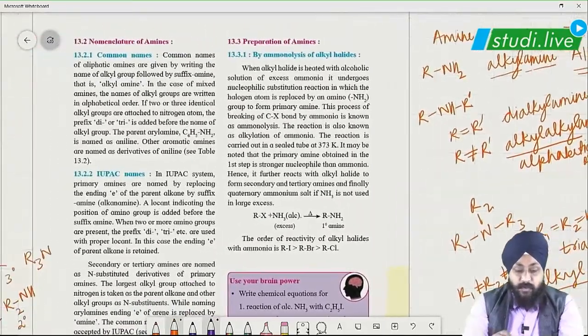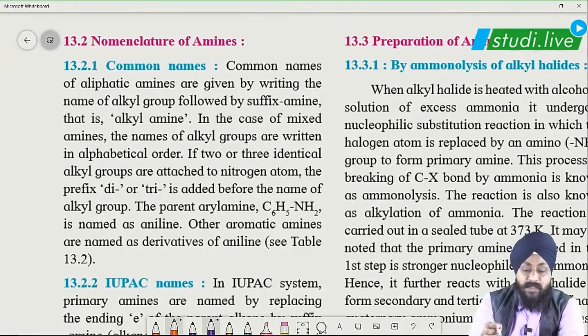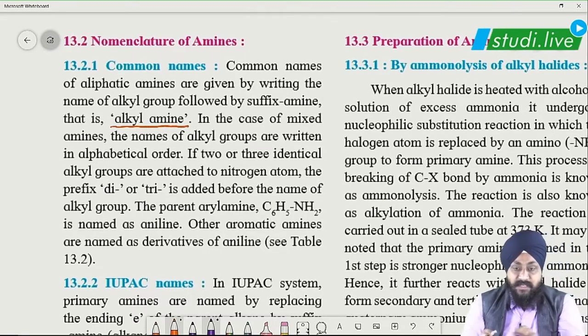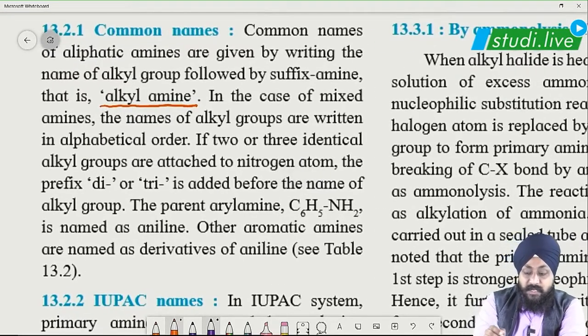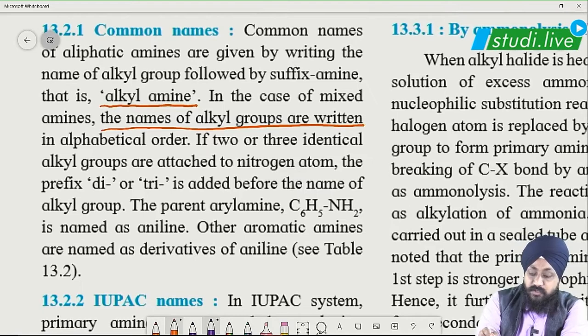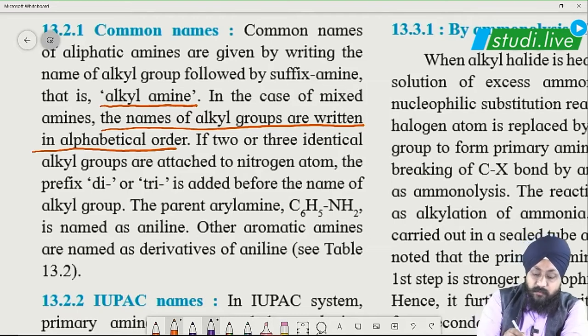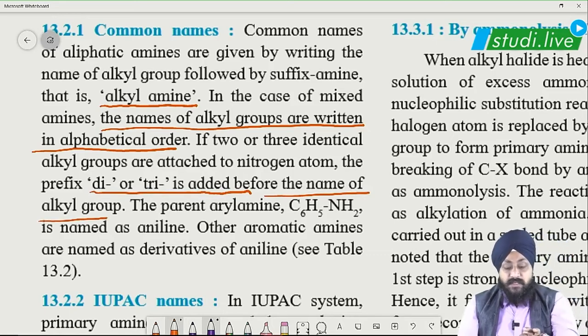So students, here we have talked about the common name. The common name is going to be your alkylamine. In case of mixed amines, the names of alkyl groups are written in alphabetical order. If two or three identical groups are attached to nitrogen, you use the di or tri prefix before the alkyl group.